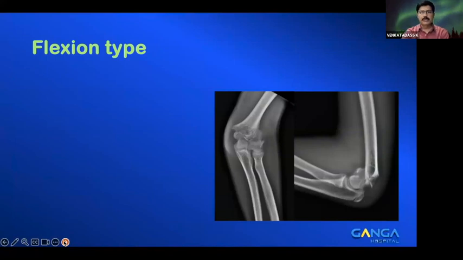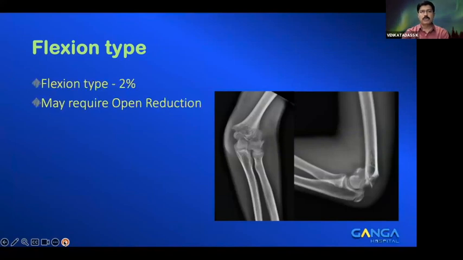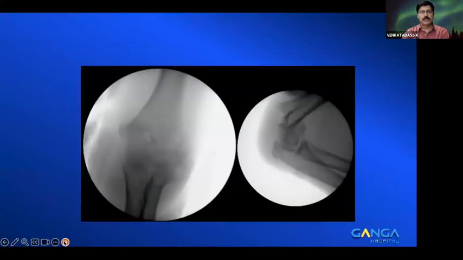it is important to recognize these injuries. The incidence is about 2% of supracondylar fractures. Why is it important to recognize it? These fractures can be difficult to reduce by closed means, and oftentimes they may need open reduction. It is important to discuss this aspect with the parents, that these fractures might need open reduction and internal fixation rather than a closed reduction and fixation.